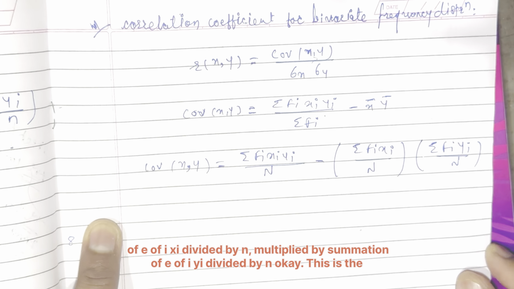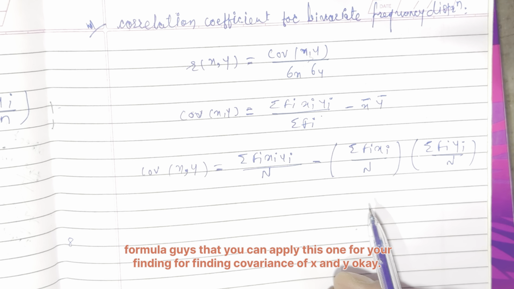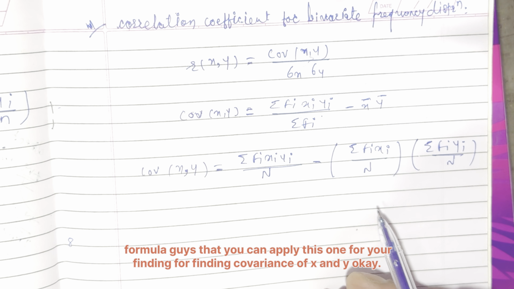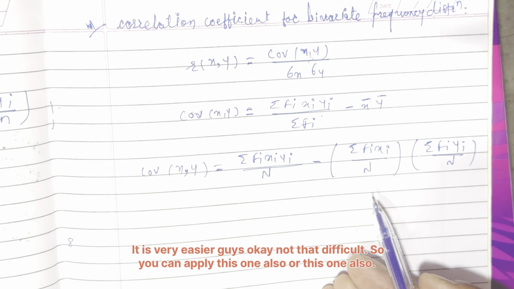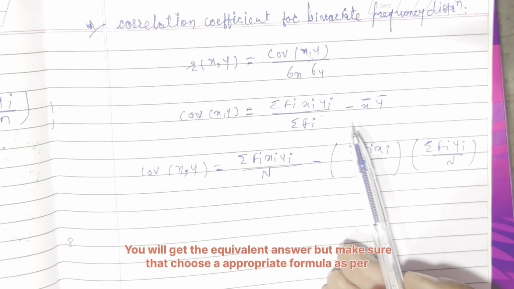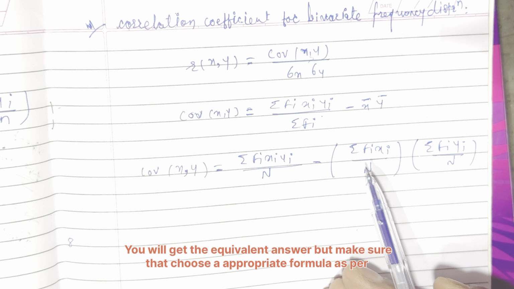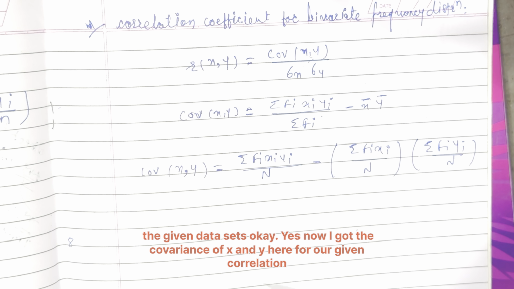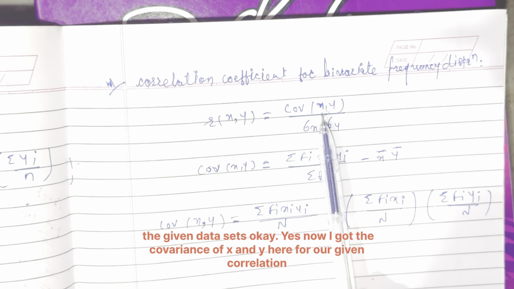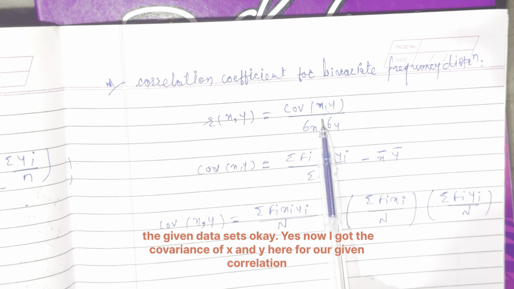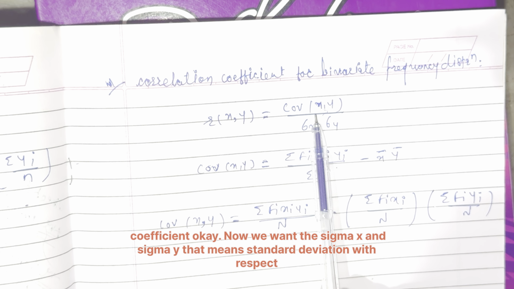This is the formula you can apply for finding the covariance of x and y. It is very easy, not that difficult. You can apply this one or that one and you will get the equivalent answer, but make sure you choose the appropriate formula as per the given data set. Now I got the covariance of x and y for our given correlation coefficient.